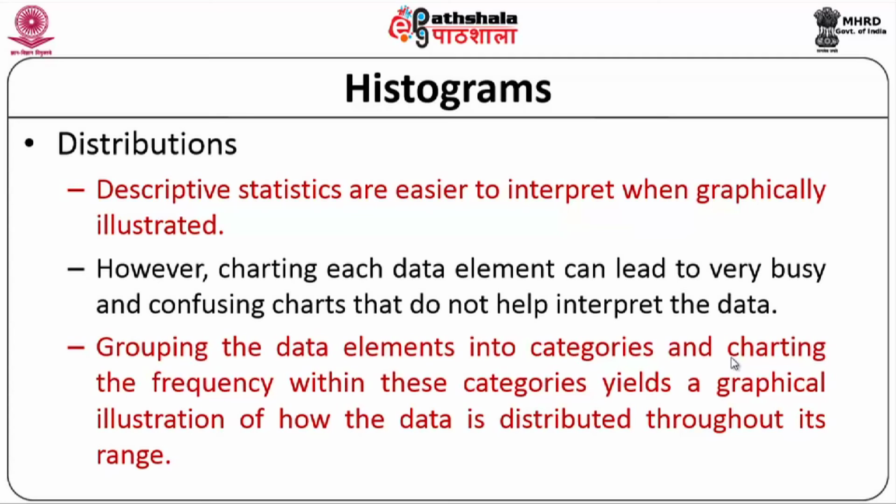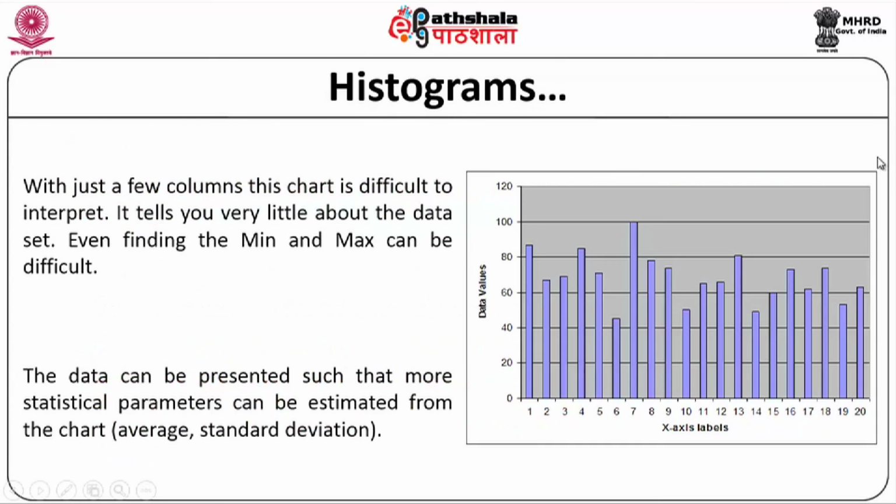Then you can make use of this categorical range for plotting a graph. For example, assume this is a graph and we are dealing with say 20 values in the data set. Now if I plot this in the form of a graph, we may end up with a bar chart like this. But with this bar chart, we need to analyze each and every line for identifying which one may be the minimum, which one may be the maximum value.